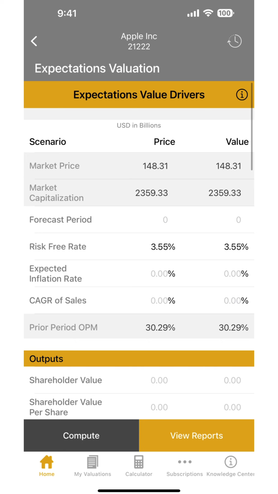In the value scenario, expectations value drivers need to be entered based on user assumptions. The shareholder value per share computed here will assist you to analyze the gap in price and value.